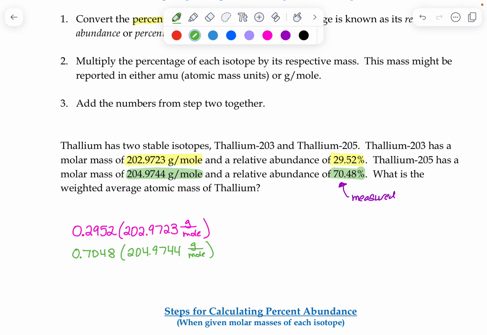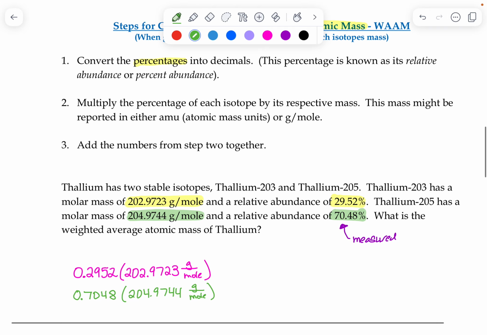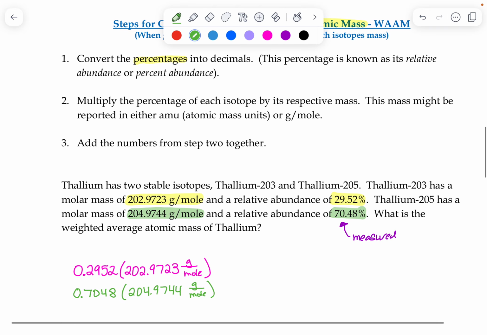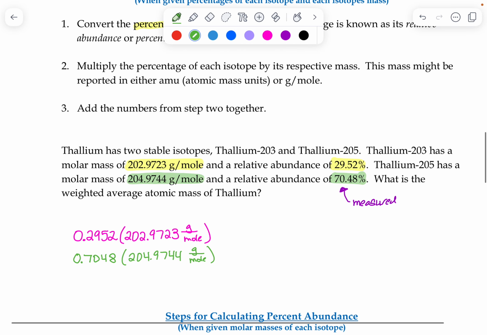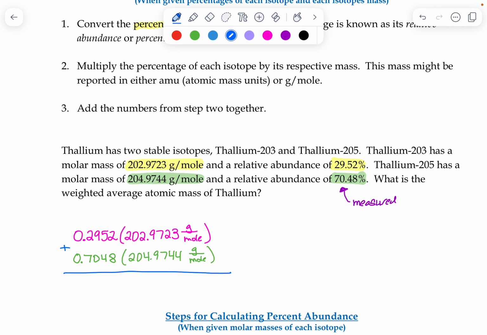When doing weighted averages, you might see either grams per mole or something called AMUs, atomic mass units. The numbers are the same, it's just the units might vary. Doesn't change how you do the math at all. So there's step 1, switch the percentages into decimals. Step 2, multiply the percentage that we just switched into decimals by the mass that goes with it. And then step 3 says to add these two, multiply and add, and get a total.